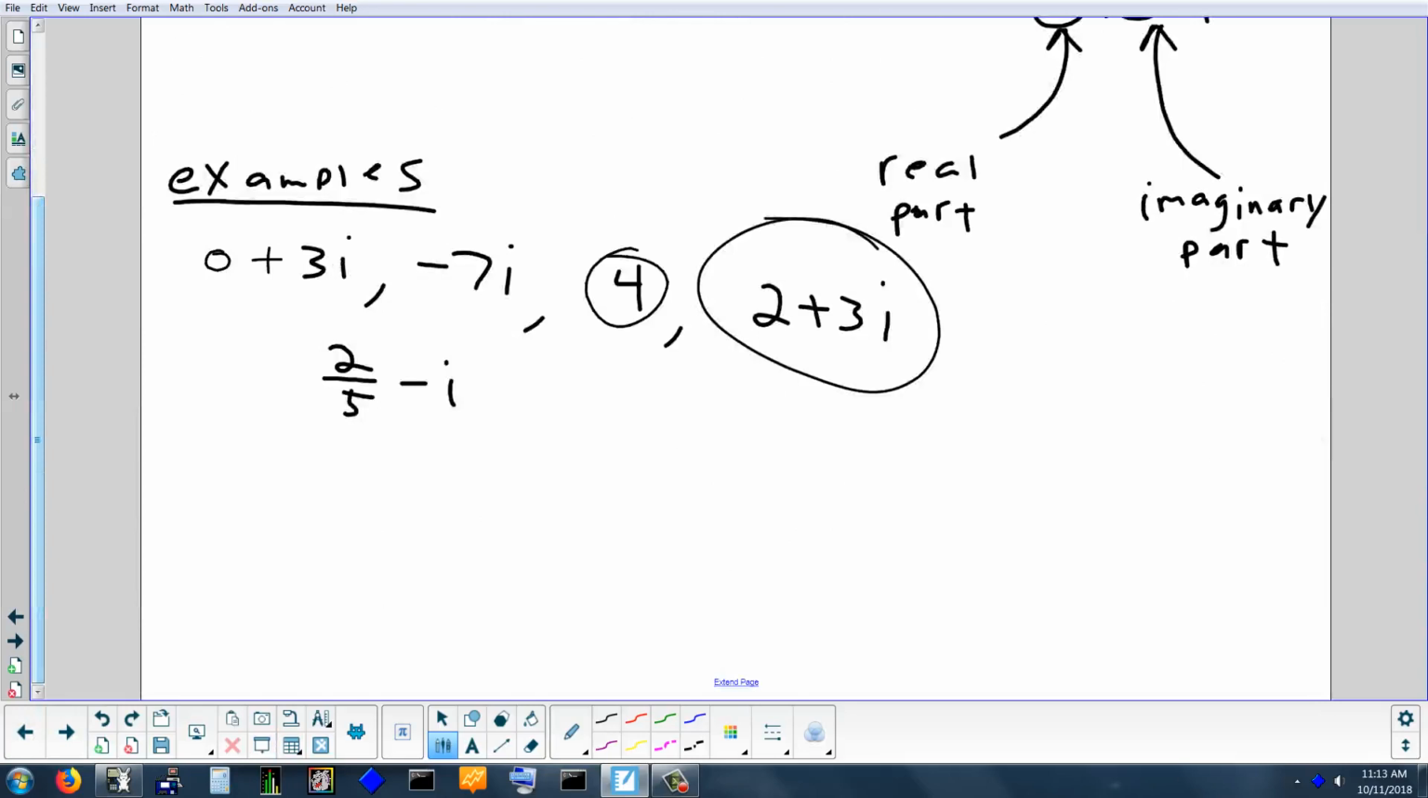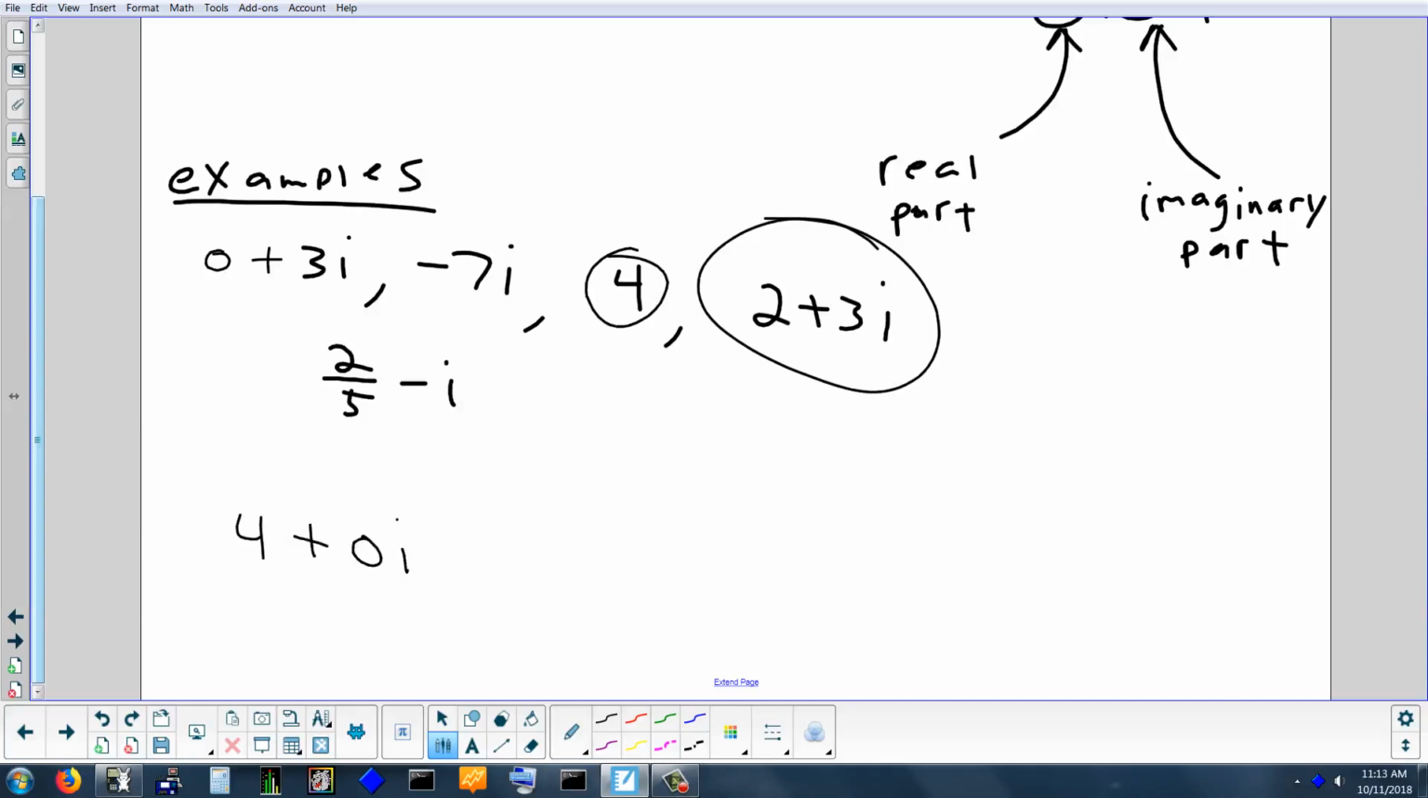4, if you look at that one, you're like, wait, where's the i there? It's not there. So it's still considered a complex number. It's just the real part is 4. The imaginary part is 0. And usually when the imaginary part is 0, we don't write 0i. We just write the number 4. Okay, so these are all complex numbers.